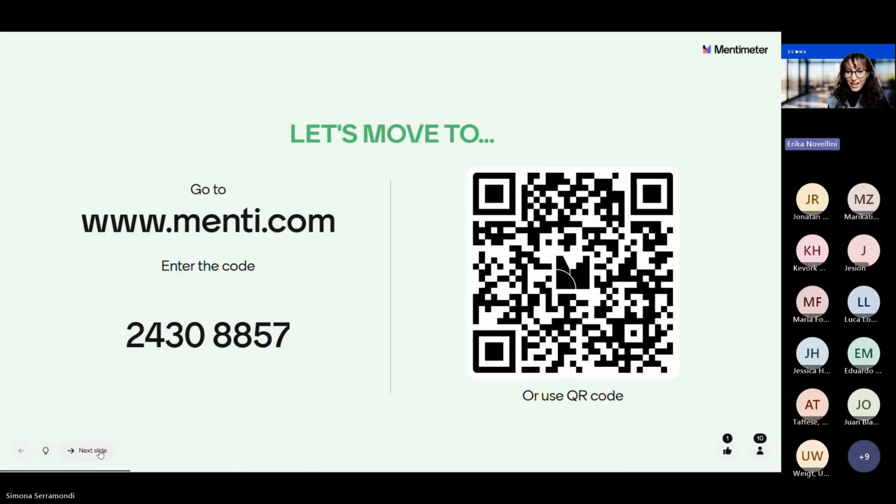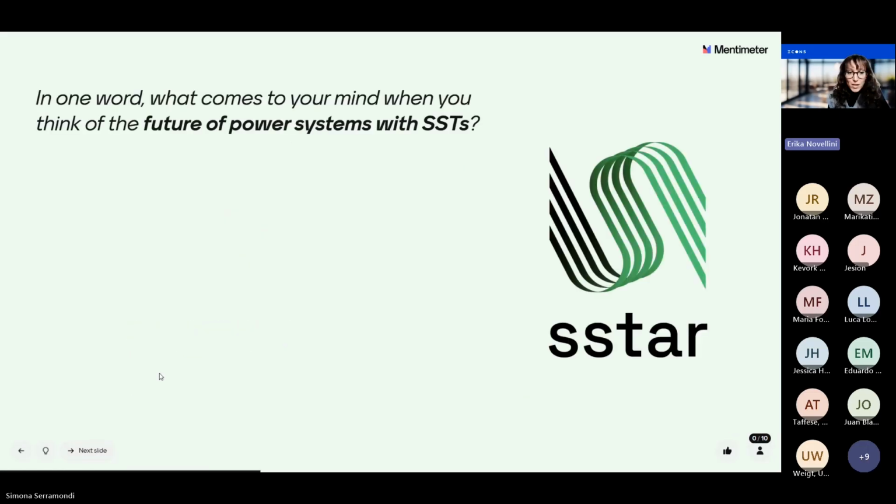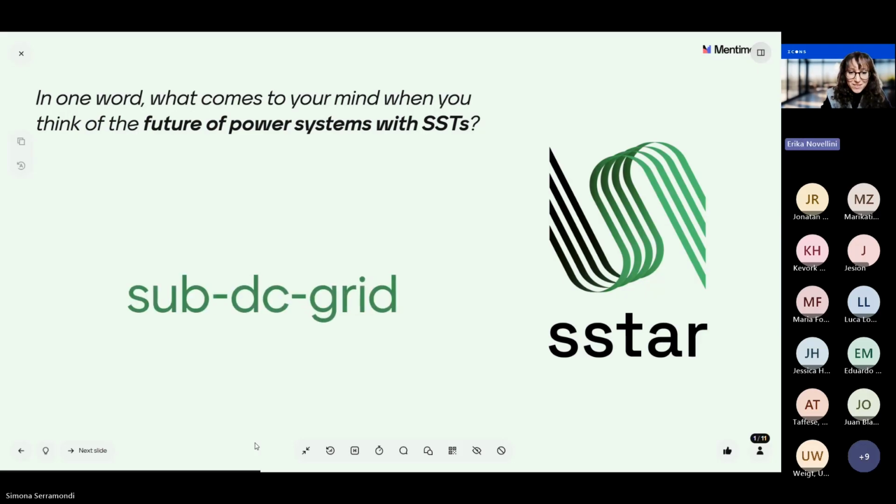So we go ahead with the first question. In one word, what comes to your mind when you think of the future of power systems with solid-state transformers? This is a word cloud, so just type what comes to your mind when thinking about solid-state transformers. We leave you a couple of minutes.